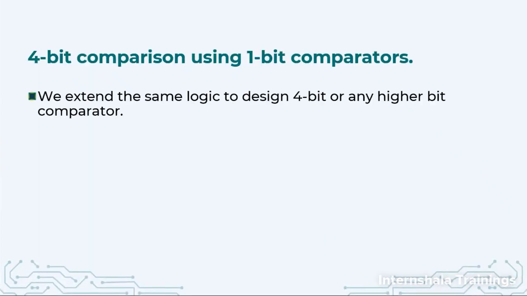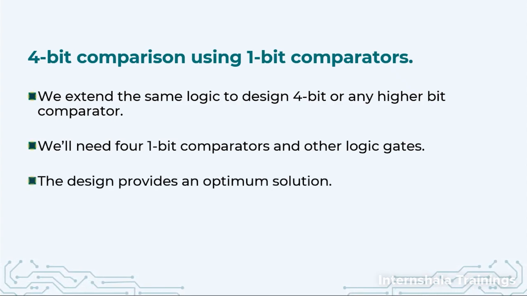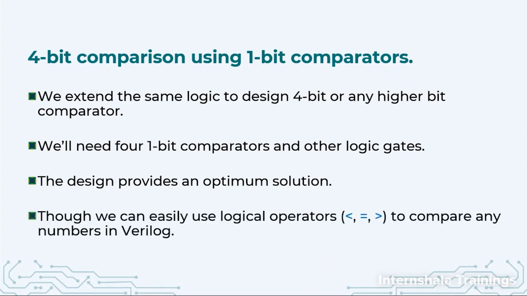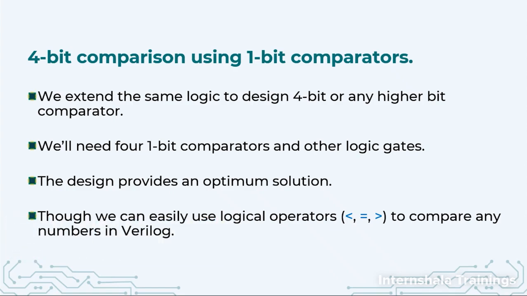So now we can extend the same logic to design a 4-bit or any number of bit comparators. We'll need 4 1-bit comparators if we have to make a 4-bit comparator, and the same process we will keep using, AND OR gates, and we will be able to have the optimal solution. When it comes to the implementation, we can do it using gate level or data flow modeling, and we can also do it very simply using logical operators, and we can use these 3 operators and design the circuit. So I'm leaving that to you. Design this comparator using any approach whichever you like.